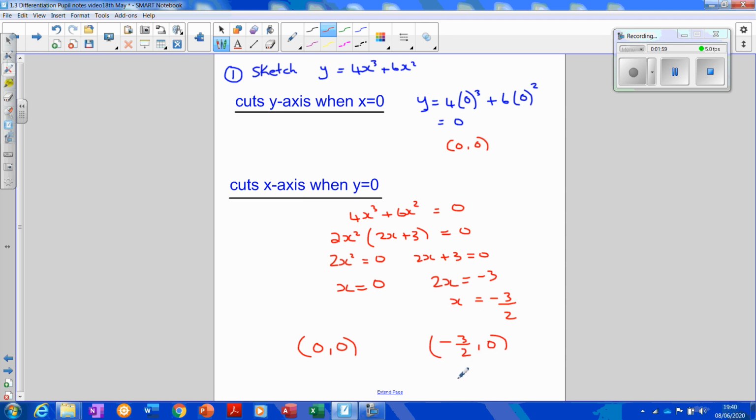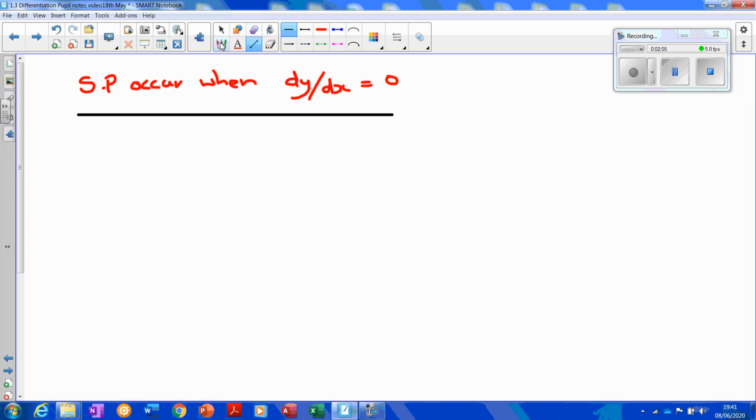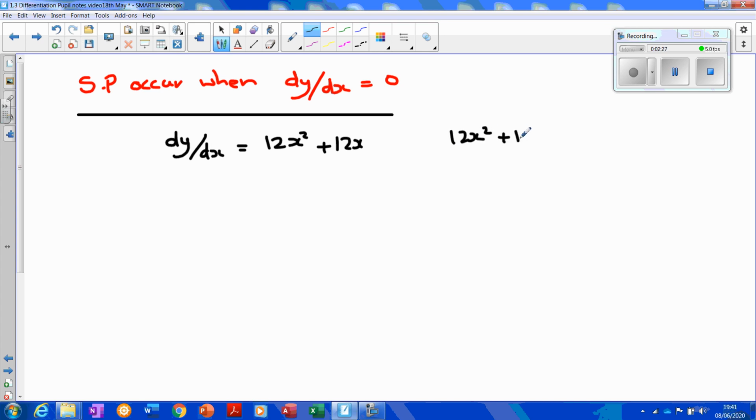Right, so next thing I've got to do is I've got to find out where the stationary points are. Okay, so I've got stationary points occurring when dy by dx is equal to 0. So dy by dx for this one here, multiply by the power, take 1 away from the power, and you should have dy by dx is equal to 12x squared plus 12x. Now we know that's got to be equal to 0. So therefore 12x squared plus 12x equals 0. Factorise, common factor, 12x. That leaves me x plus 1 equal to 0.